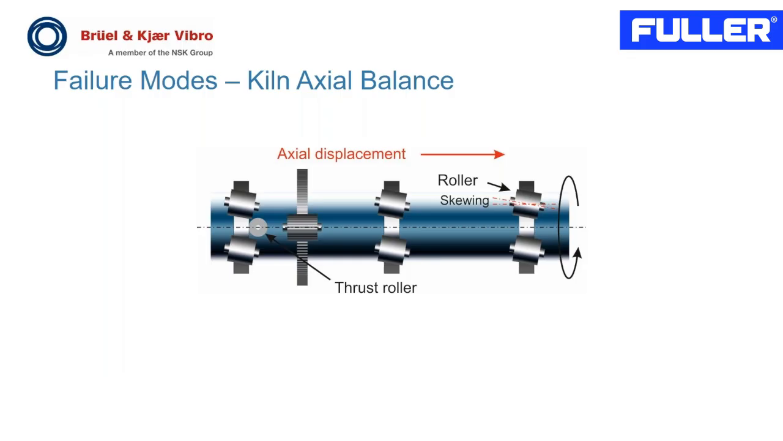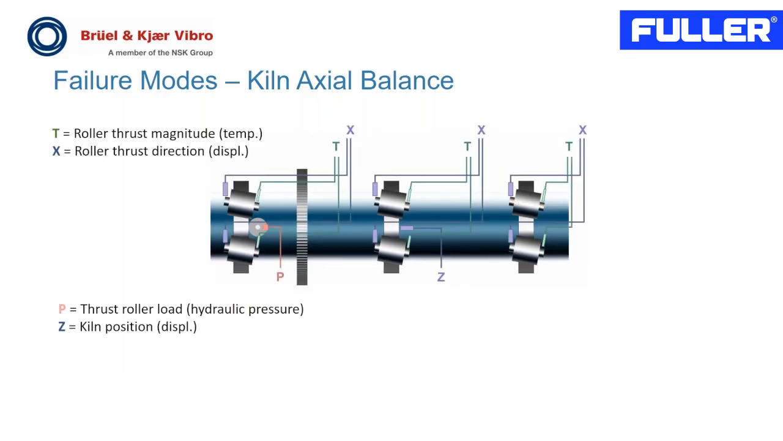Also, we have a thrust roller, as you see in the illustration, and this is intended to keep the total load of the kiln due to the inclination in the horizontal plane. So when talking about axial balance, we want to evaluate basically what is the thrust from each of the supporting rollers, what is the direction of the thrust, and also we want to evaluate what is the load on the thrust roller. Also, when the kiln operates, it can have a displacement. We call it kiln floating in the axial direction, and this we also need to monitor.